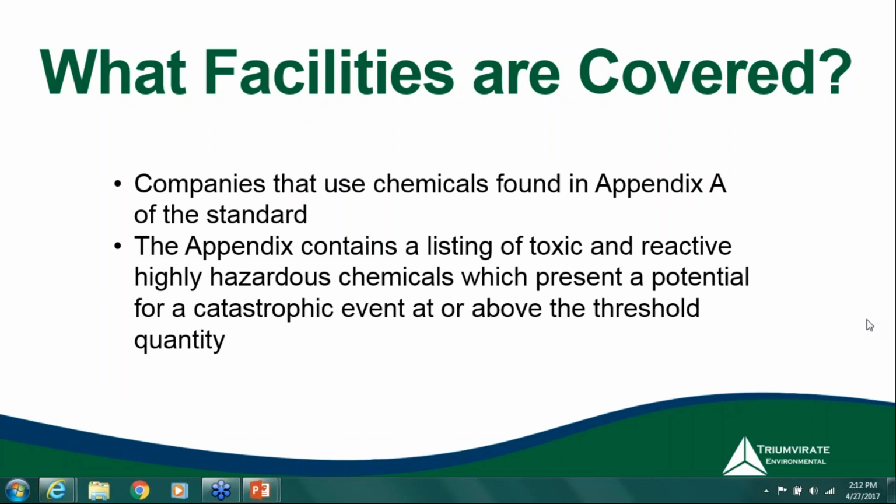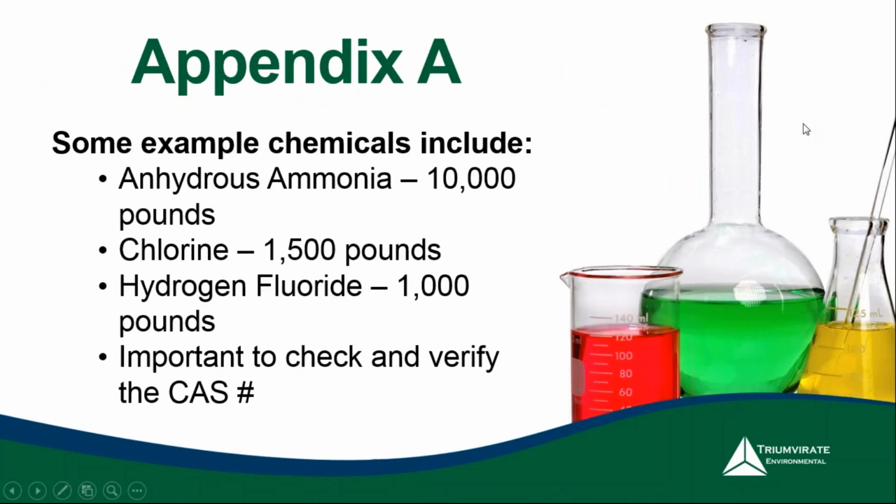So as I said, here's an example of some of these that I put up here. Chlorine is 1,500 pounds. Hydrogen fluoride is 1,000 pounds. And I can't stress it enough: always, always, always check and verify the Chemical Abstract Service number. And when you're looking at it, make sure too that you're looking at your entire chemical inventory. You really have to have a chemical inventory in order to do this appropriately. So that's the key to starting this process.